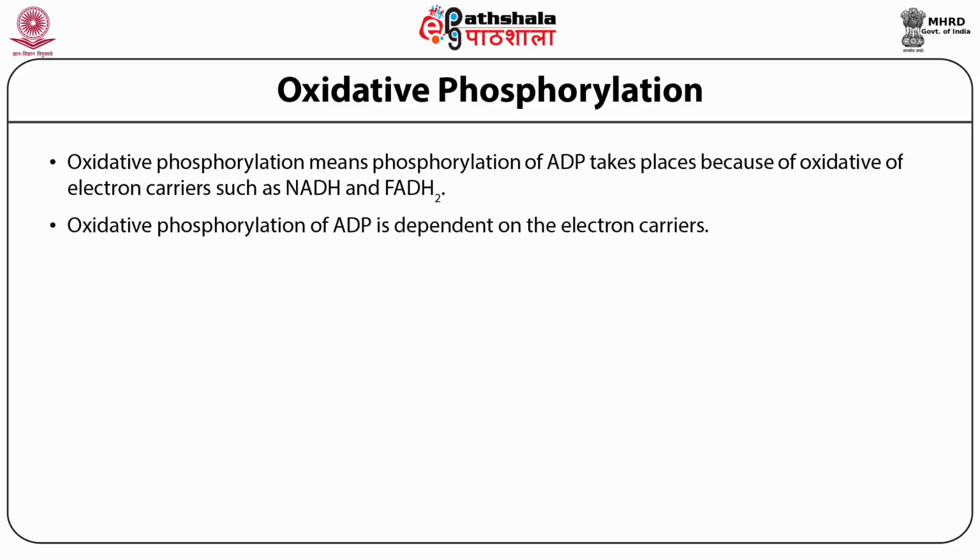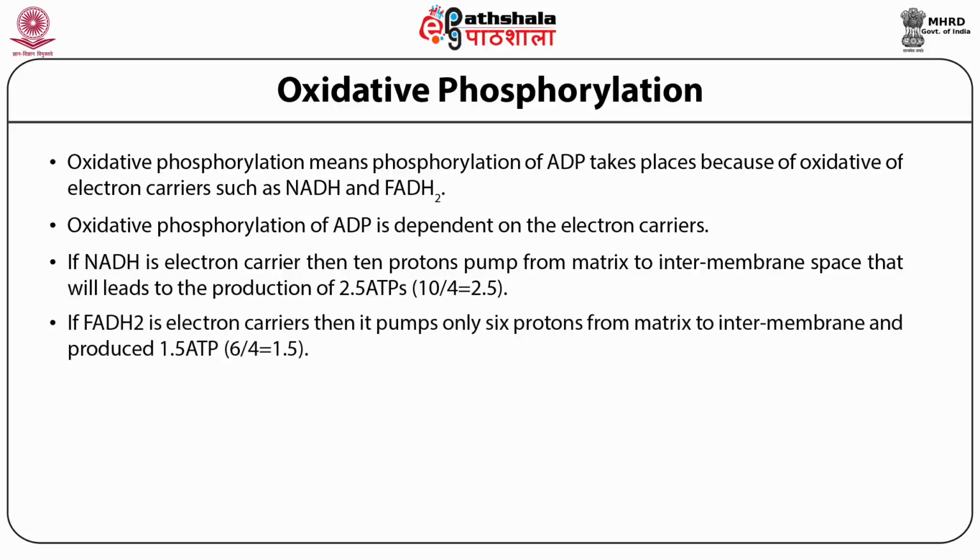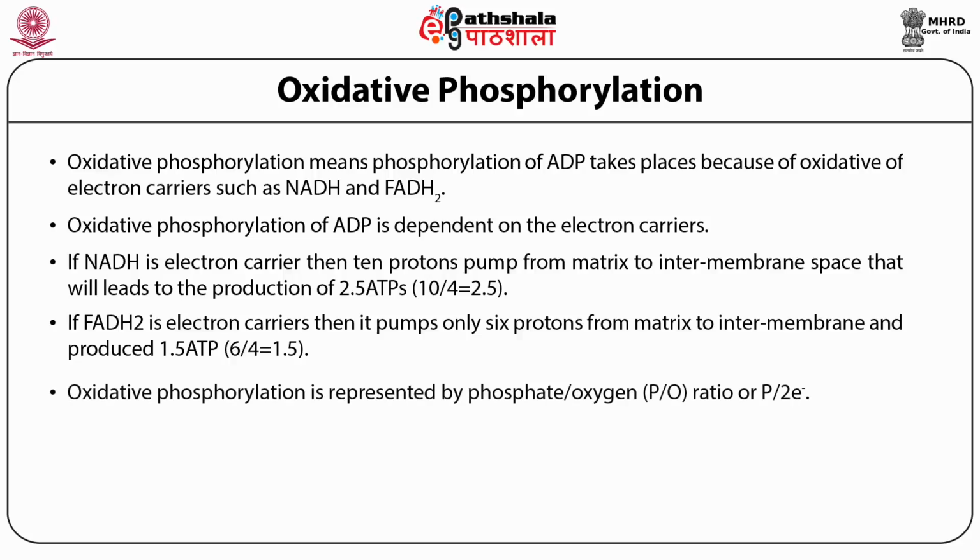Oxidative phosphorylation of ADP is dependent on electron carriers. If NADH is the electron carrier, then 10 protons are pumped from the matrix to the intermembrane space, and this leads to the production of 2.5 ATP, because you know that 1 ATP is synthesized by utilizing 4 protons. Similarly, if FADH2 is the electron carrier, then 6 protons are pumped from the matrix to the intermembrane space, and it produces 1.5 ATP. Oxidative phosphorylation is also represented by the phosphate to oxygen ratio or the phosphate to 2 electron ratio.